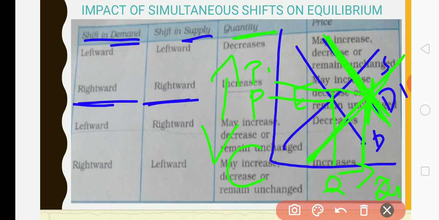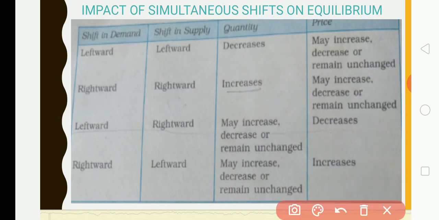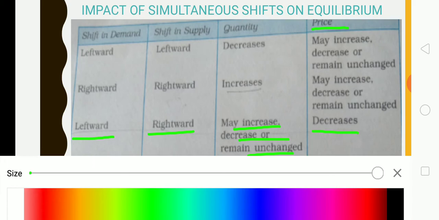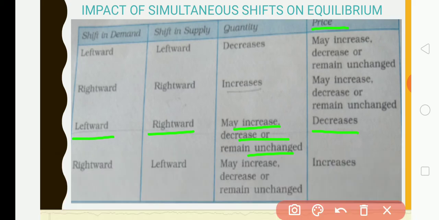Is it clear? Now the third one we'll see, that is the demand curve shifts leftward and the supply curve shifts rightward. So now the quantity may increase, or decrease, or remain unchanged. What happened to the price? The price will decrease. Now we'll see how the curve is taking place.